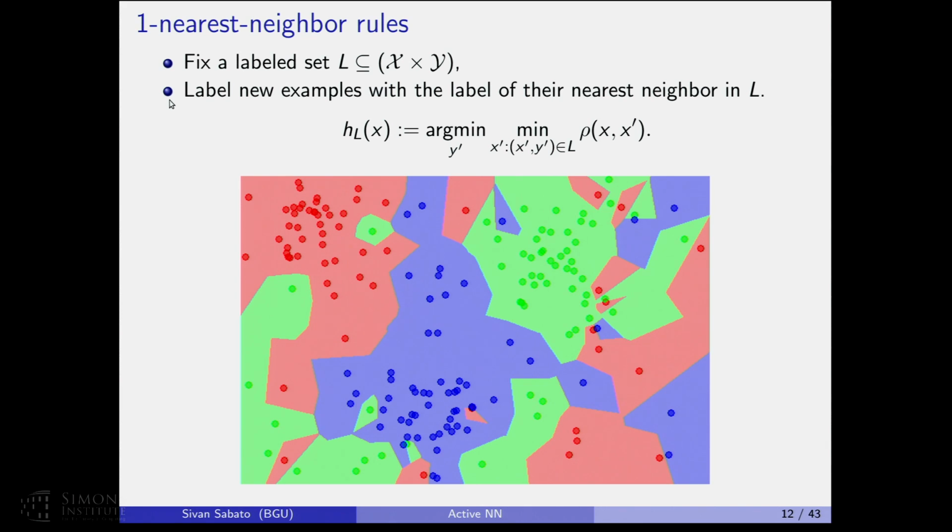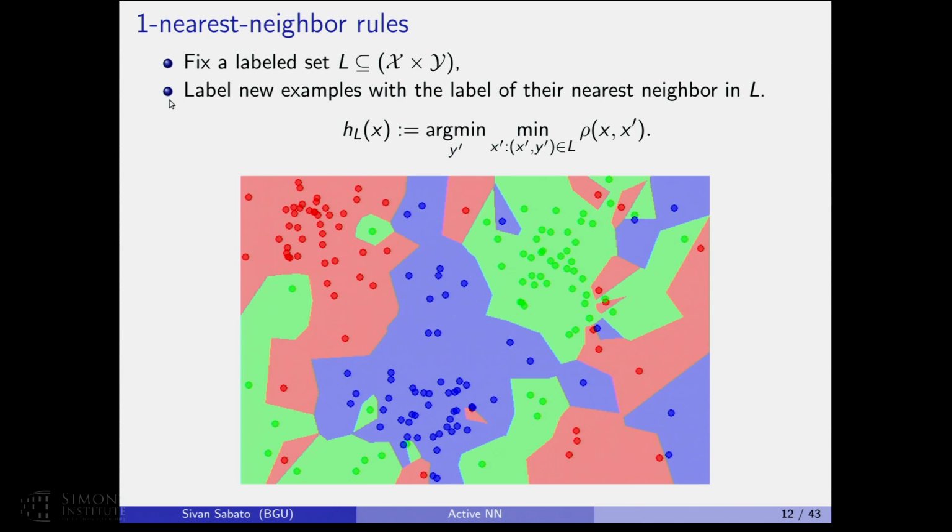So this is active learning and passive learning. Now let's talk a little bit about nearest neighbor rules. I'm going to talk about one nearest neighbor. It's a very simple approach. You fix some labeled set, I'm going to say what it is in a moment, some set of examples with labels. And this is basically our model.